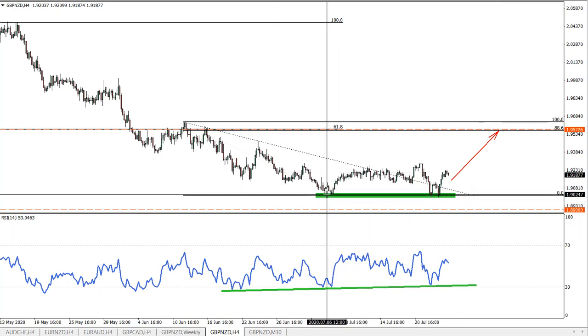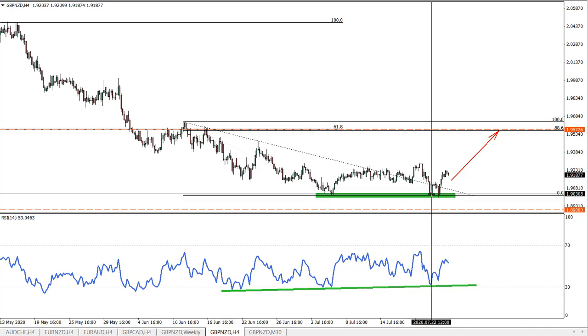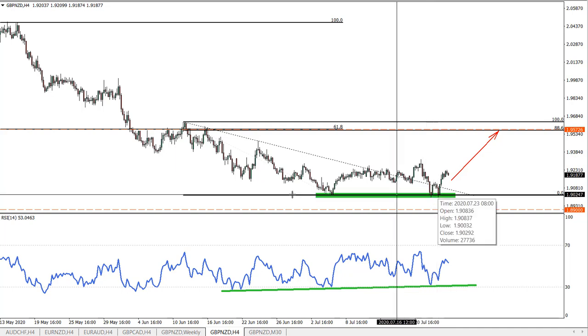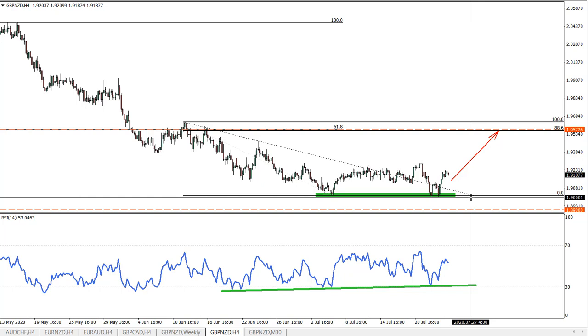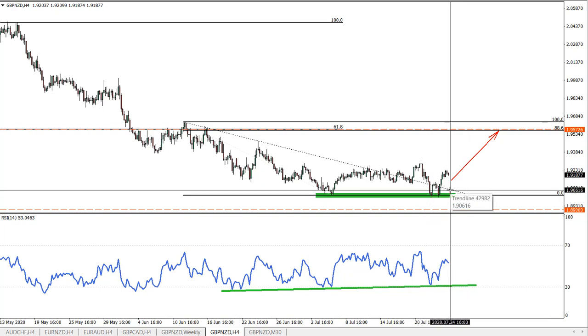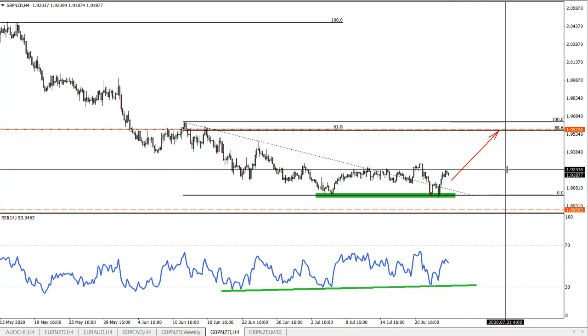We can see that price reached the 1.9020 area, and then yet again it reached this area and formed a double bottom right there. It has tested 1.9000, which is an extremely strong psychological support, and we had a rejection there. So this also suggests a wave to the upside.